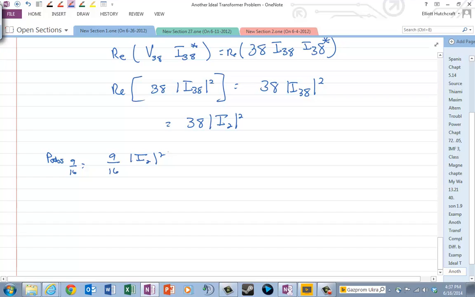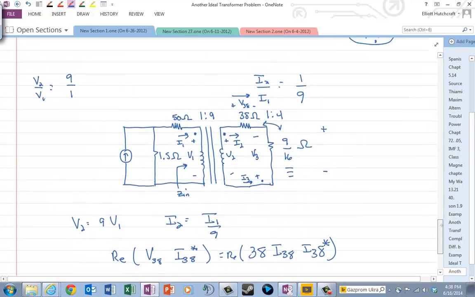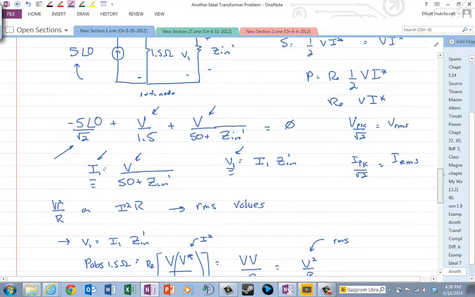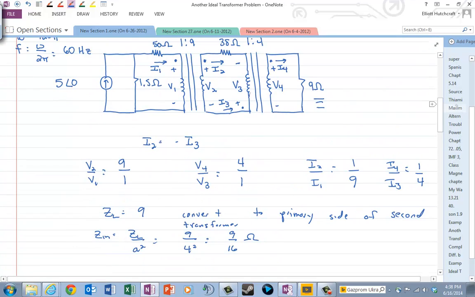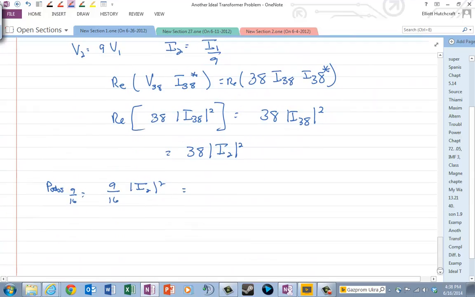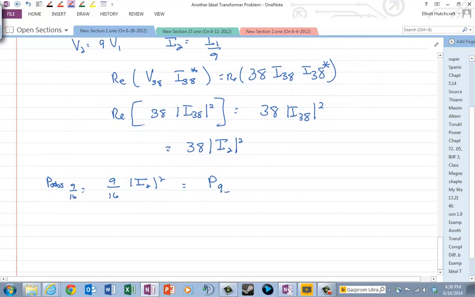But that's not really a resistor in the original circuit. But we know what this power should be equal to: the power that is absorbed by the 9 ohm. The 9/16 is translated from the 9 back to the primary side of that second transformer, so that should be the same power as the 9 ohm, because there's no power lost in that second transformer. So we could automatically say, oh, well, that's the power.